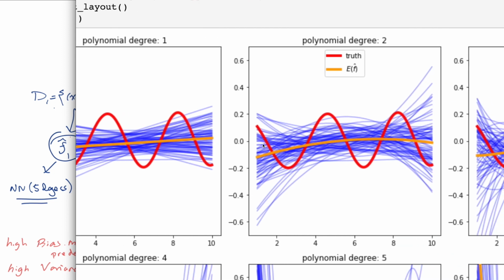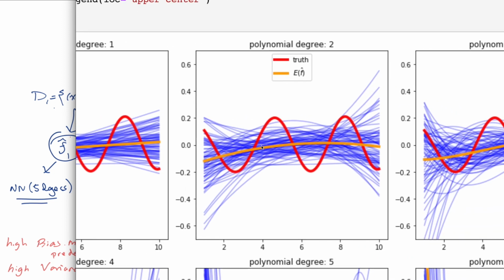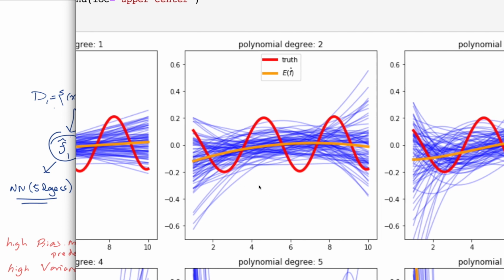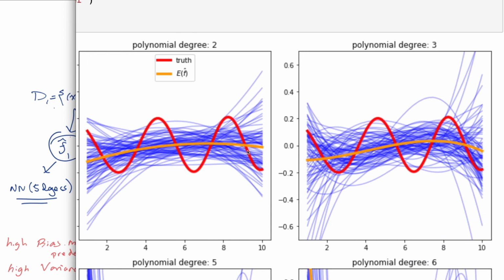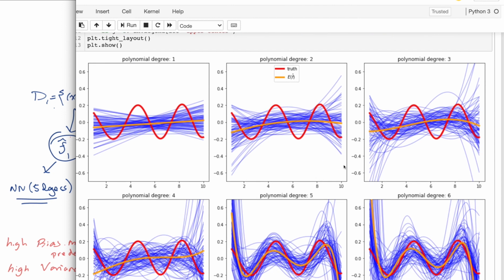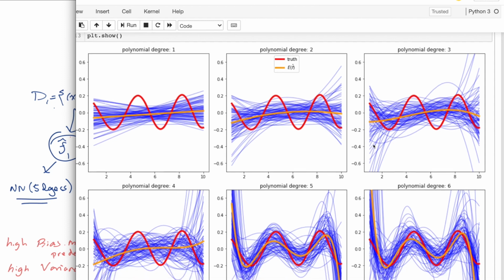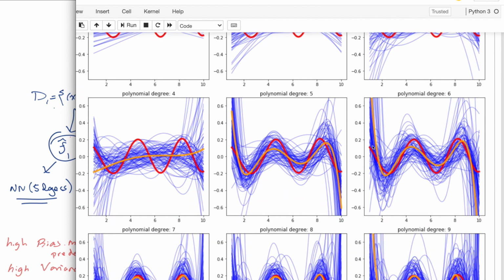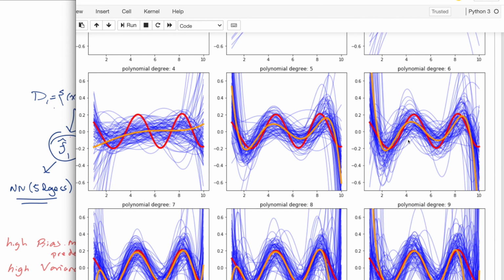Now I increase the complexity to a polynomial of degree 2, and I get the same picture here. The blue lines are now the quadratics that we fit on the 80 different data sets. The orange line is the averaged value of those models. And similarly for degree 3, you should see hopefully that the orange lines, the averages, are getting more and more complicated, right? They're getting able to fit more and more complexity. When I take it up to, say, polynomial degree 5, degree 6, I'm starting to get better and better looking average functions.